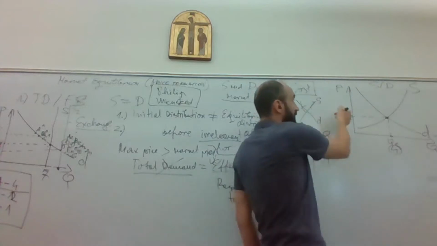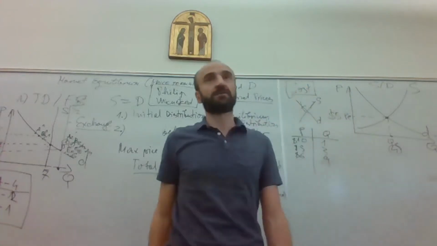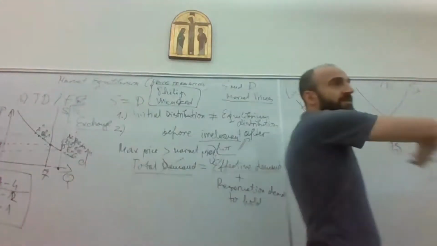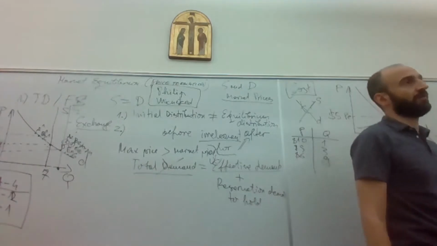That's the equilibrium. The equilibrium price would be the same price, $5. You simply exclude from this market analysis the units that are not traded.